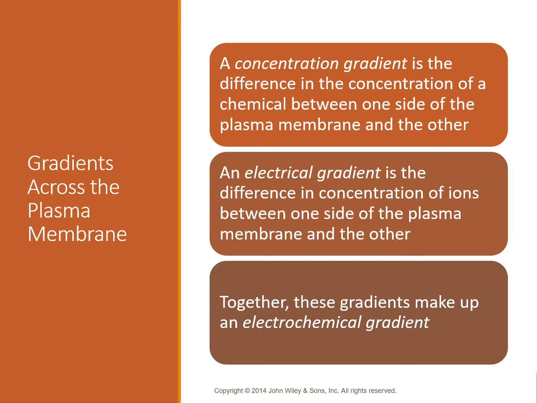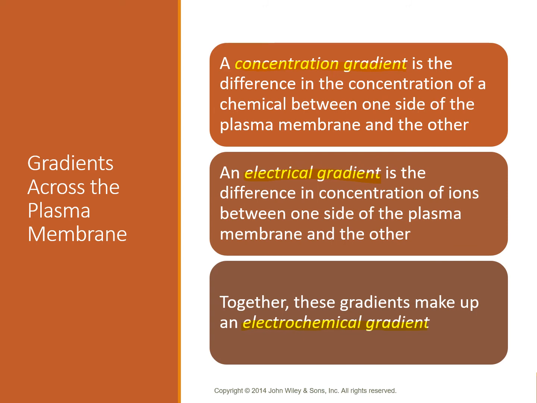Because the membrane is selectively permeable, this allows the cell to maintain different concentrations of certain substances on either side of the plasma membrane. The first one is the concentration gradient, and this is the difference between the concentration of specific chemicals on one side of the membrane as opposed to the other. The electrical gradient is the difference in the concentration of ions or charged particles between one side of the plasma membrane and the other. Together these gradients make up the electrochemical gradient. So this is the differences in both the concentration of molecules and the concentration of ions.